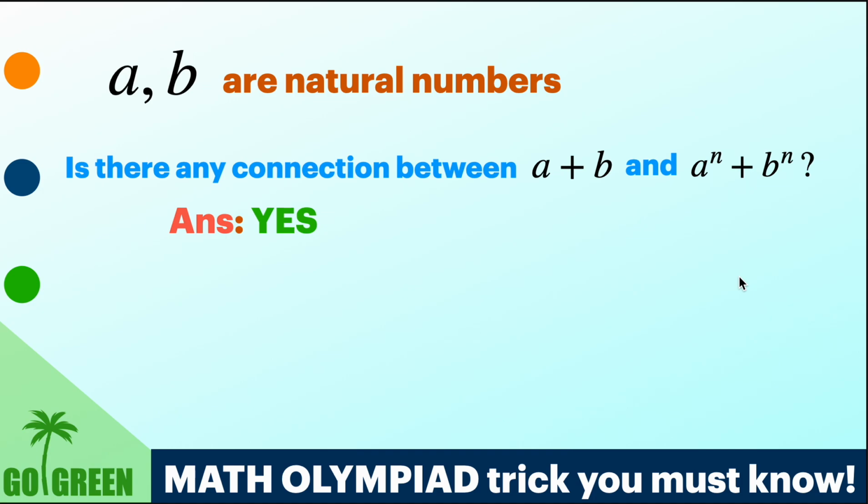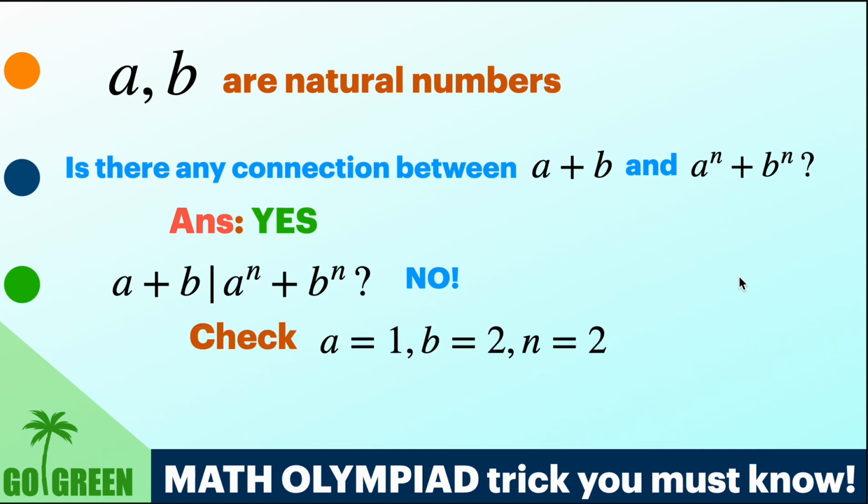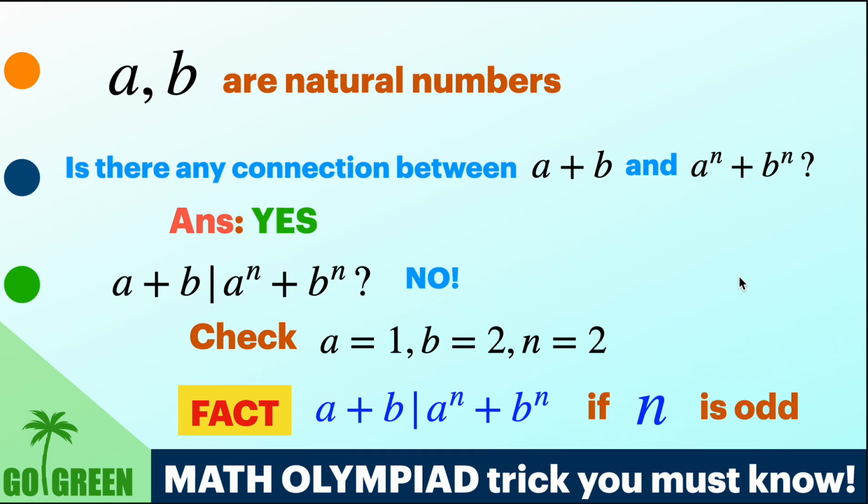So what kind of connection? Is it that A plus B divides A to the n plus B to the n for all n? The answer is no, because it is a simple check. Take A equal to 1, B equal to 2 and n equal to 2. Then A plus B is simply 3 and A to the n plus B to the n is 5. 3 does not divide 5. So A plus B does not always divide A to the n plus B to the n. But there is still a fact which is true: A plus B divides A to the n plus B to the n when n is odd.